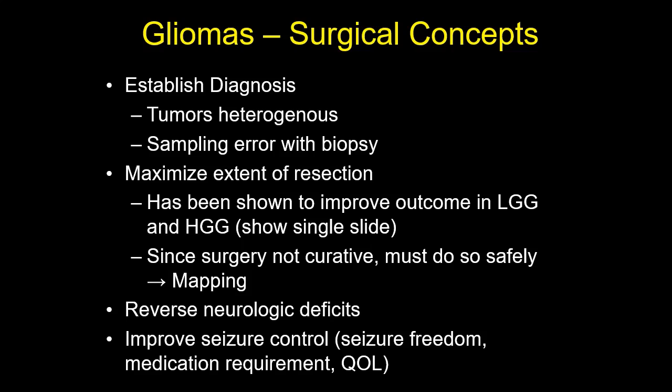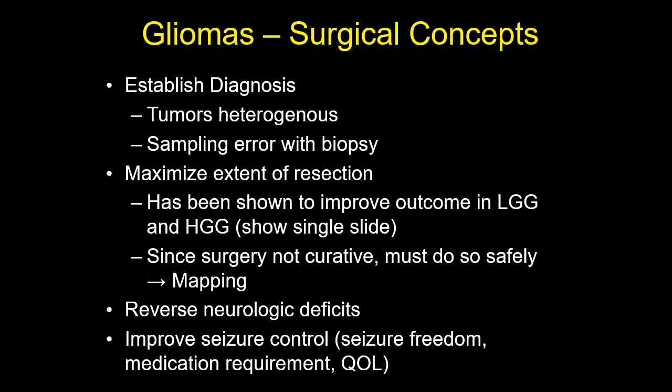Key surgical concepts in the treatment of gliomas are first to establish a diagnosis, keeping in mind that gliomas can be quite heterogeneous and there may be a sampling error with a biopsy. We would also want to maximize the extent of resection, as this has been shown to improve outcomes in all grades of intrinsic infiltrating gliomas. On the other hand, since surgery is not curative, we must do so safely, and thus brain mapping comes into play.